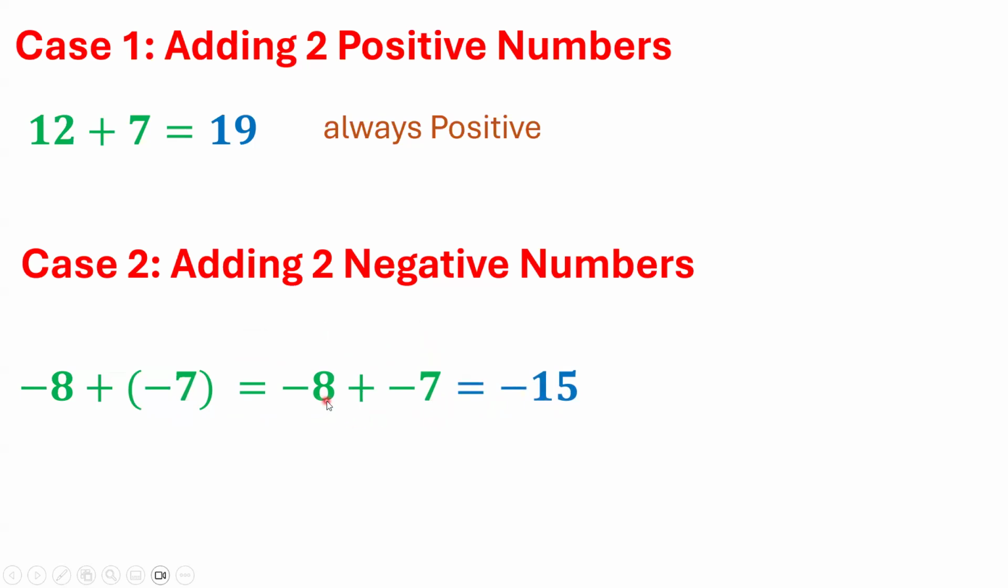You paid 8 and then you paid 7. So in all, you paid 15 or -15. You lost -15. So the answer is always negative. It's like you are adding the two numbers and the answer is negative.